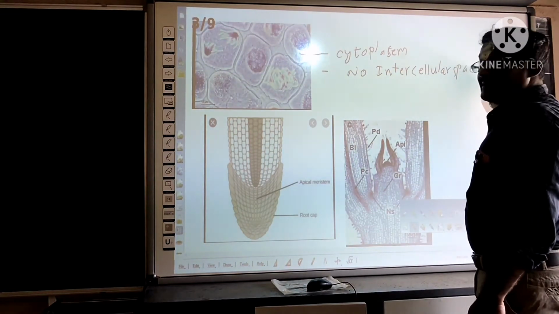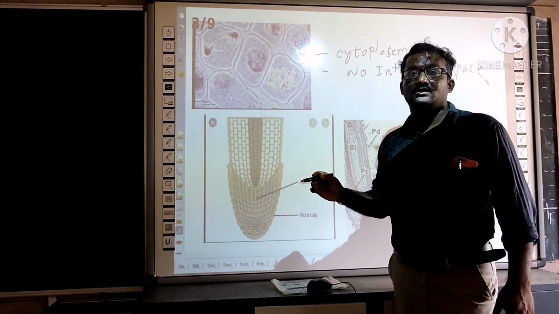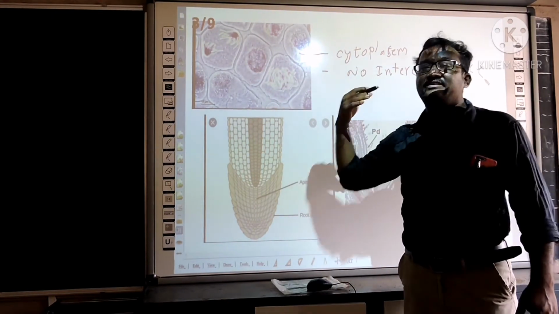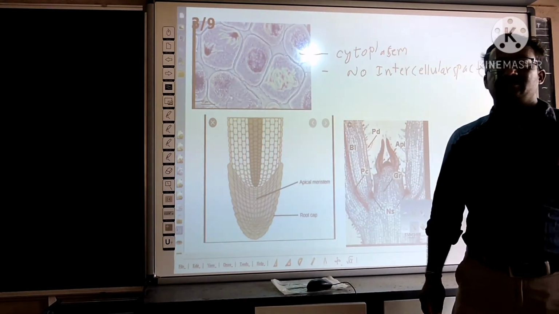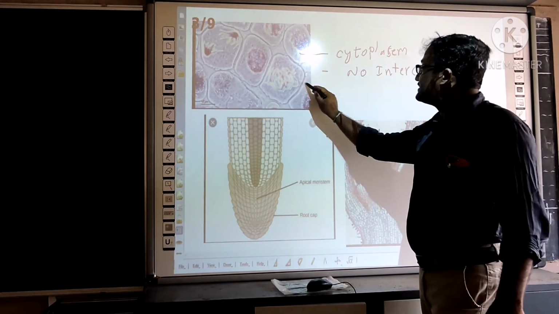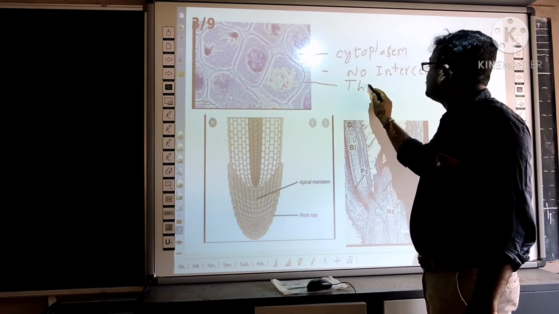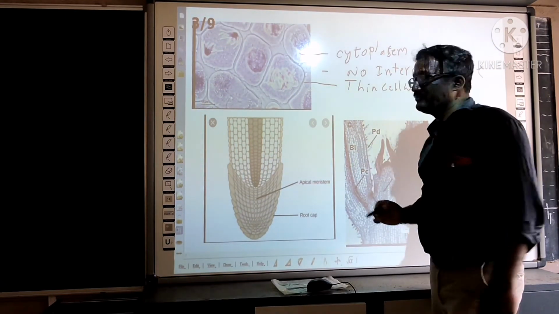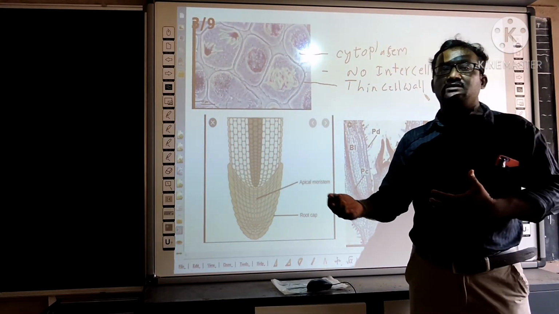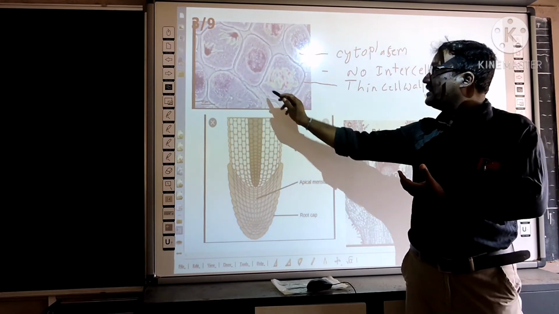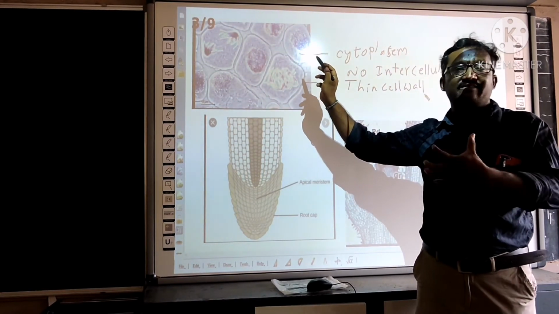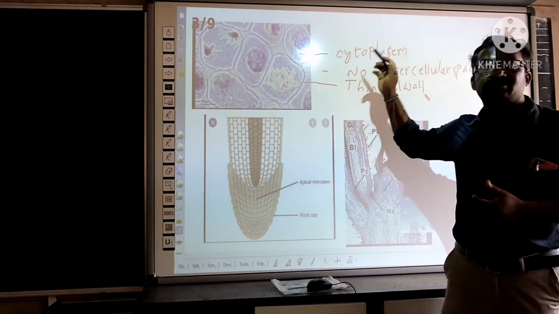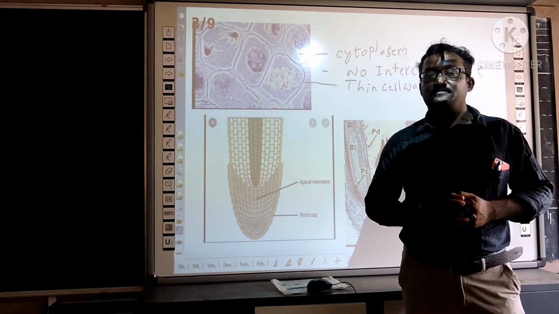There are no intercellular spaces. The cells are closely arranged, and these are actively dividing cells. Next, the cell wall. The cell wall is thin. Usually mature cells have a thick cell wall, but young cells which grow and divide actively have a thin cell wall. These are the characteristics of meristematic cells.